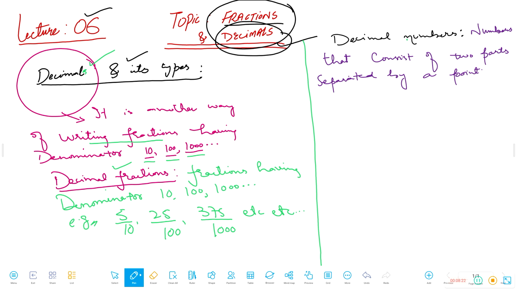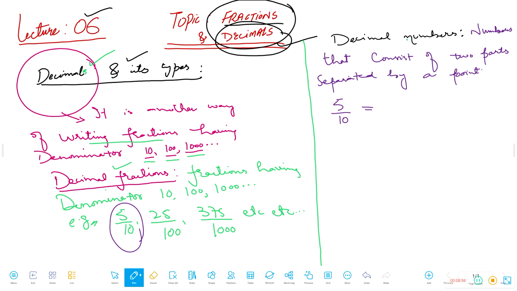Now, what are those two parts? For that, I will take an example. See here in decimal fraction, I am having a decimal fractional number 5 by 10. Now, I want to convert it into a decimal number. How to convert it? Whenever the denominator is 10, 100, 1000. Suppose we have a question: if the denominator is not in this form, can we convert that into a decimal? Yes. How? We will come to know in the later part of this lecture.